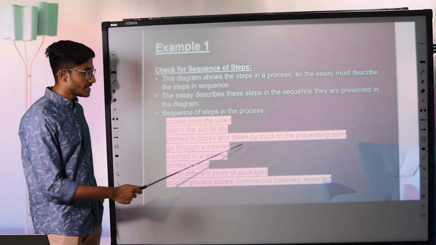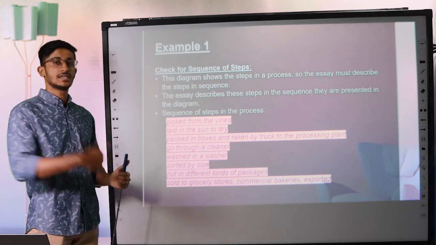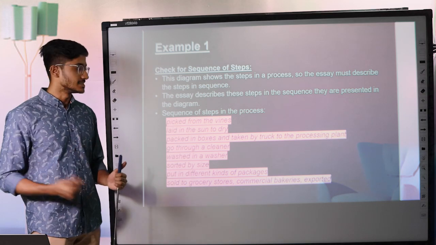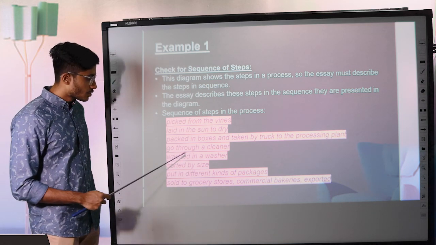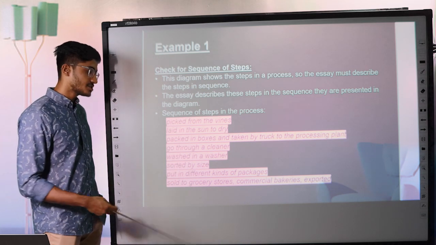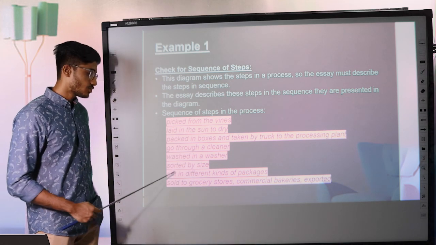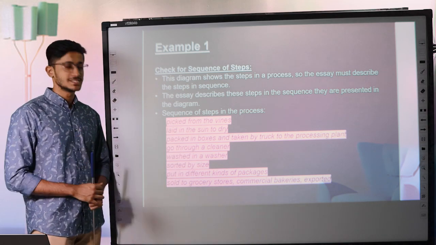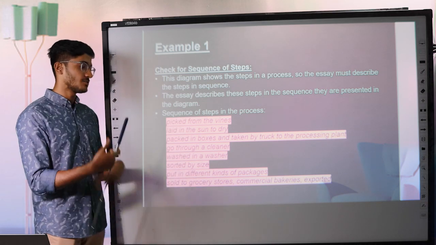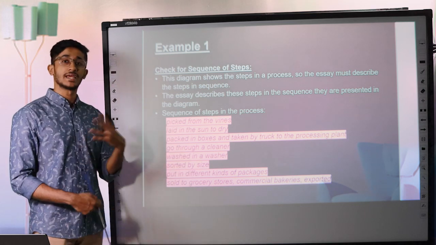Then they are packed in boxes and taken by truck to the processing plant. From there, it's packed in boxes and taken to the processing plant where the grapes will be processed to be turned into raisins. Then we have go through a cleaner. So it is cleaned, then we have washed in a washer. Once it's cleaned, it's again washed in a washer. Then it is sorted by size, because grapes can be of different sizes. So they are sorted by size, and then they are put in different kinds of packages, and then they are sold to stores, commercial bakeries, and exported.